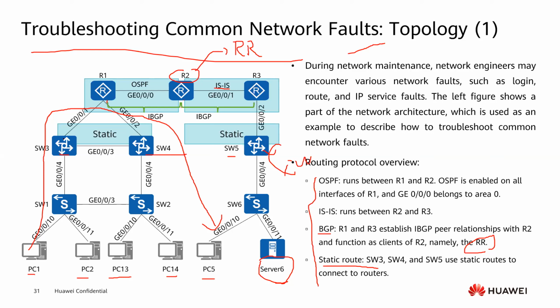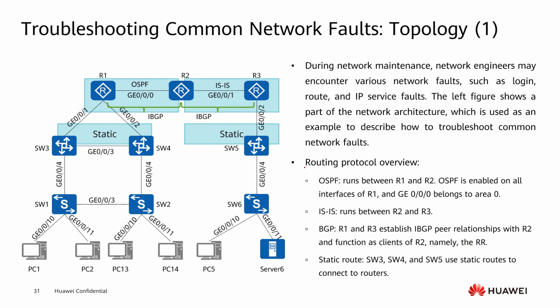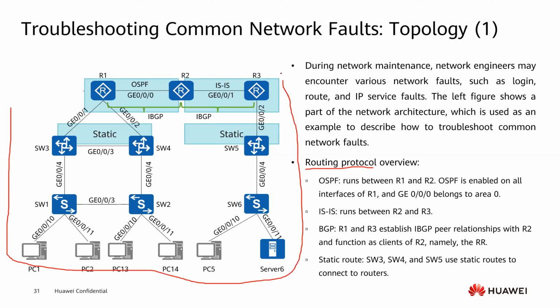And for the switch, we configure a static route to R1. Here we configure a static route to send the packet to R3. We also configure a static route in this direction. The next hop is SW3 or SW4. So here we introduce the routing protocol. We can just see this figure. I think this figure shows you all the information.